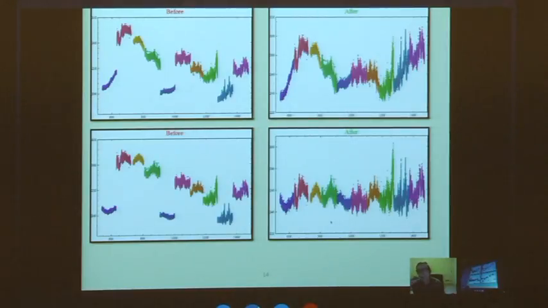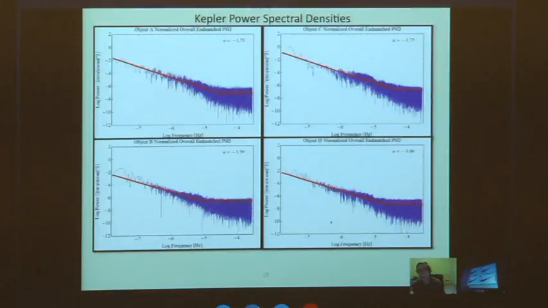And so what's shown in the next slide are the overall power spectra, where we combined all of our data for 13 quarters. And we can see some very nice results with power spectra that range between about minus 1.6 and about minus 1.7 is our best estimate for the power spectra for these objects.